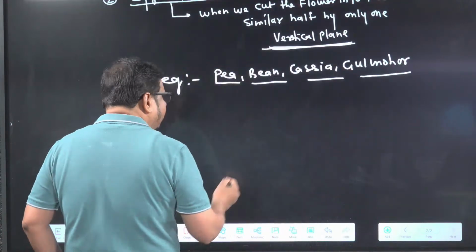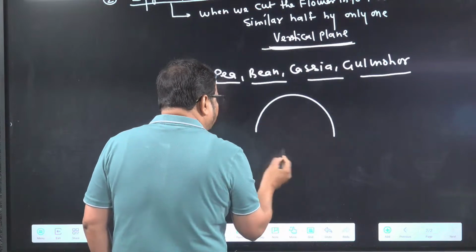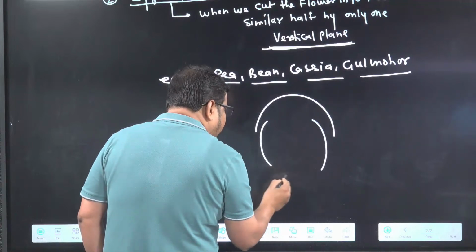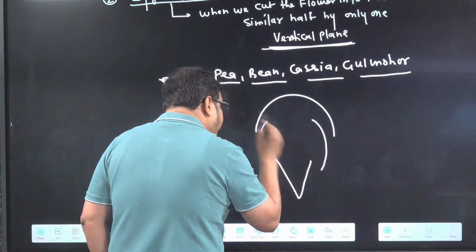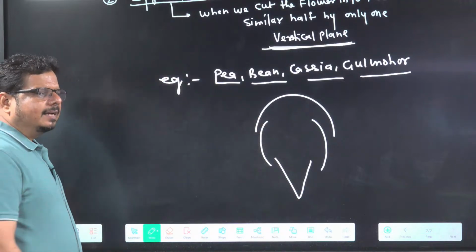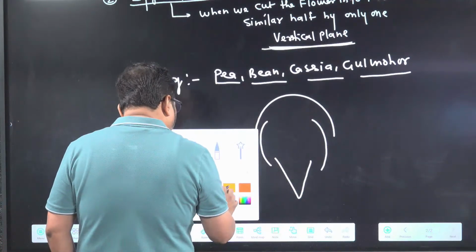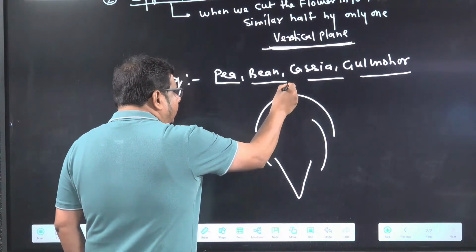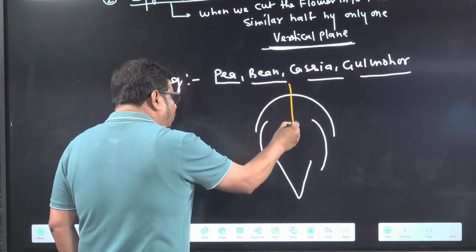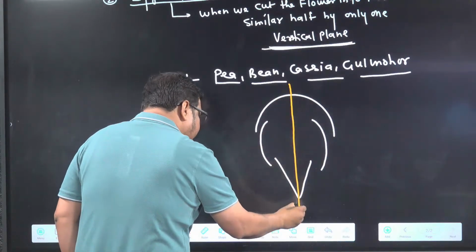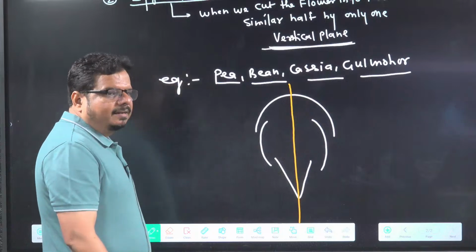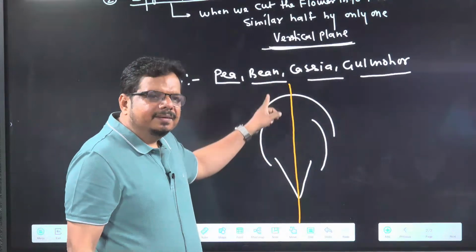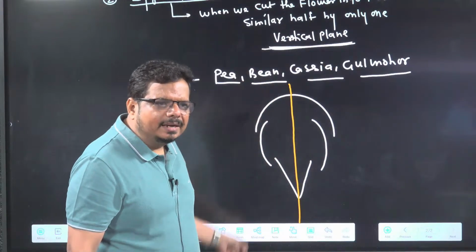Try to understand with the help of an example. I am drawing a diagram, and it is not a perfect diagram, only for your understanding. So this is the flower of pea, and I am cutting it into two equal halves. It is only possible to cut into two equal halves here in such a way. So is it a radial plane or vertical plane? Tell me, hurry up.